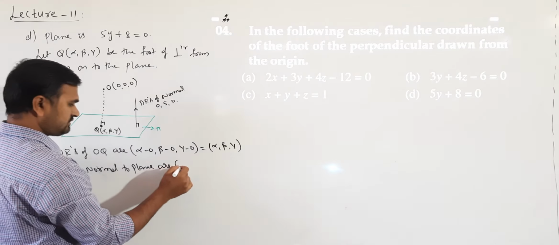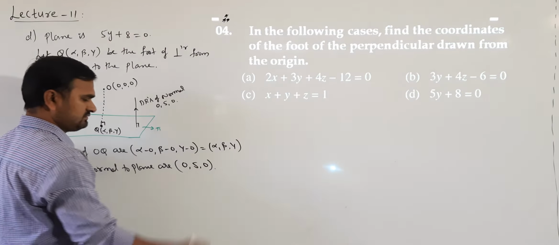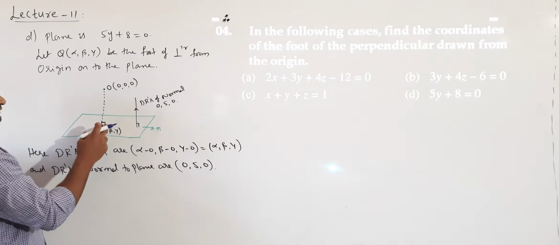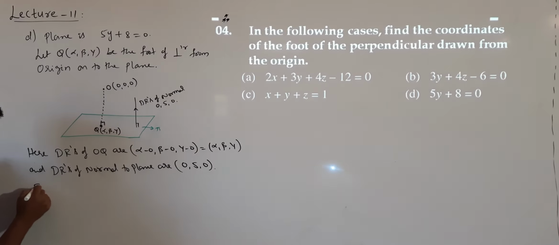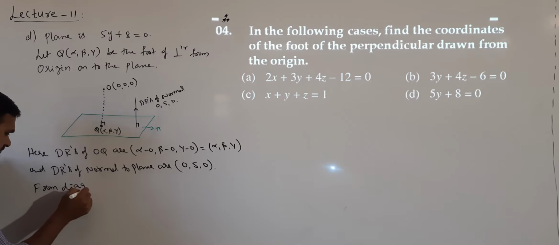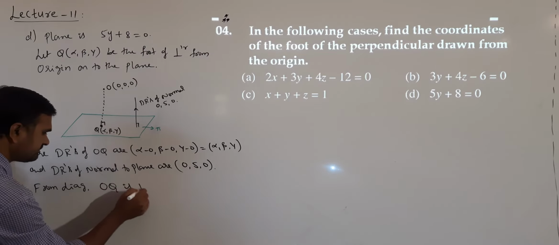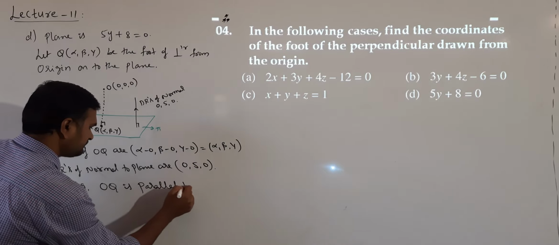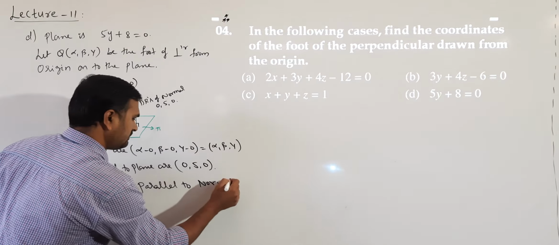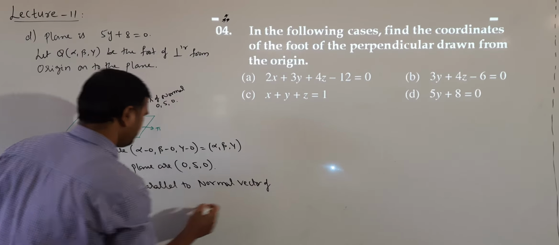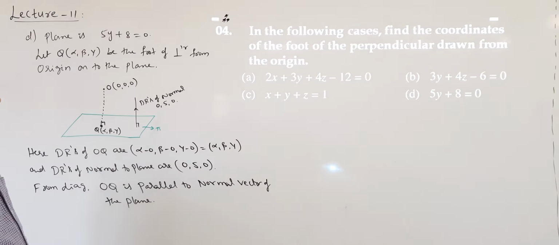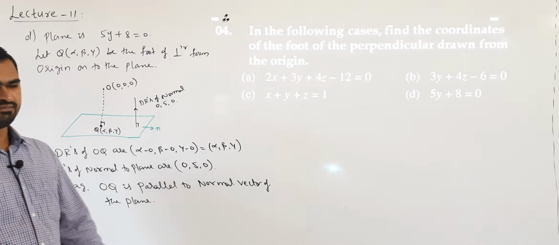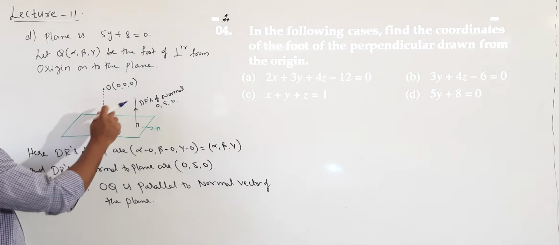What are the DRs of the normal to the plane? 0, 5, 0. So again, OQ is parallel to the normal to the plane. From the diagram, OQ is parallel to the normal vector of the plane. So these two are parallel, which means their DRs are proportional.